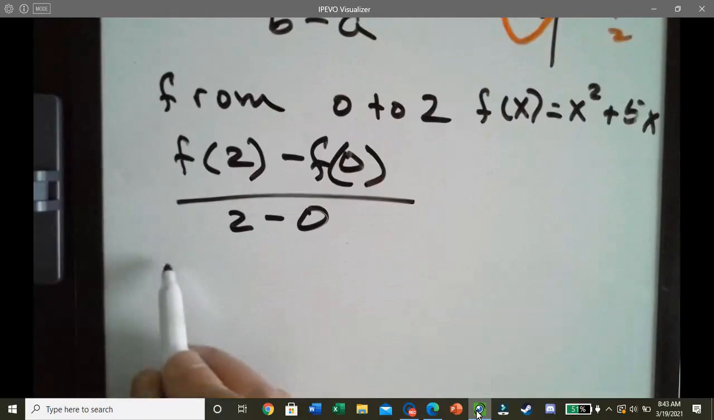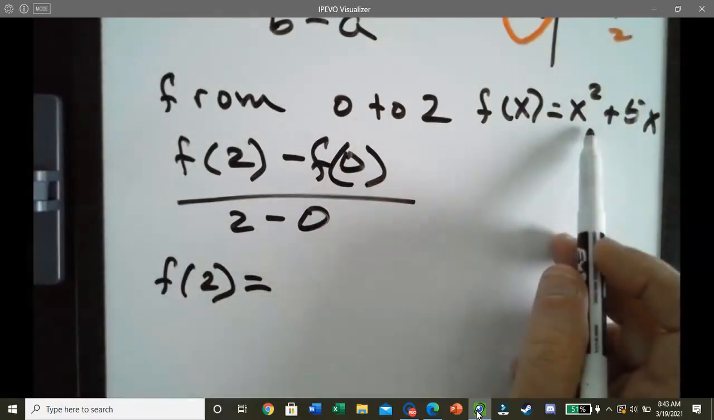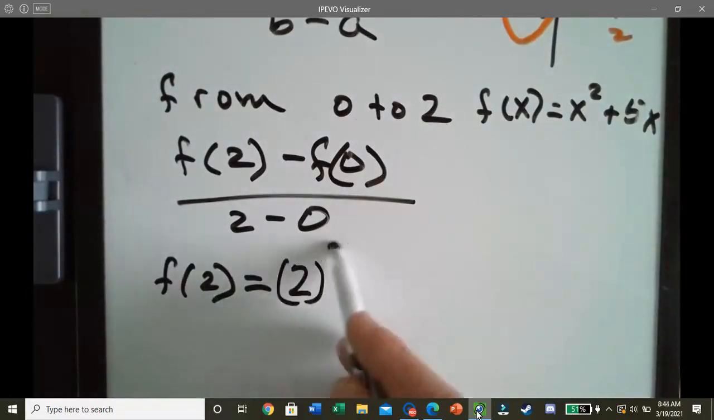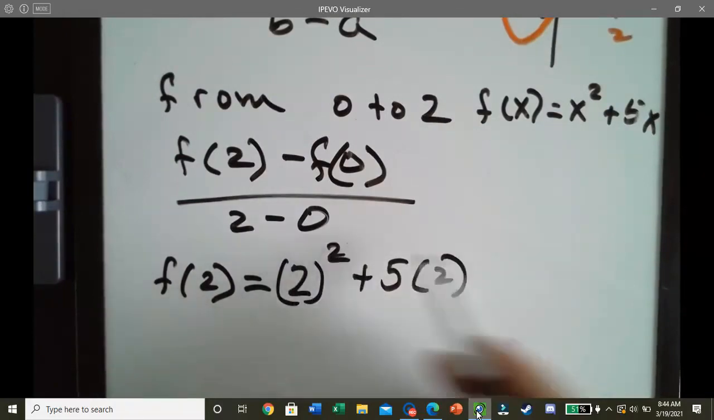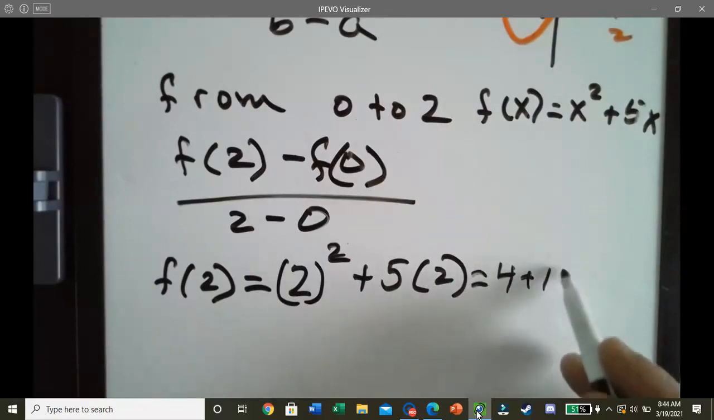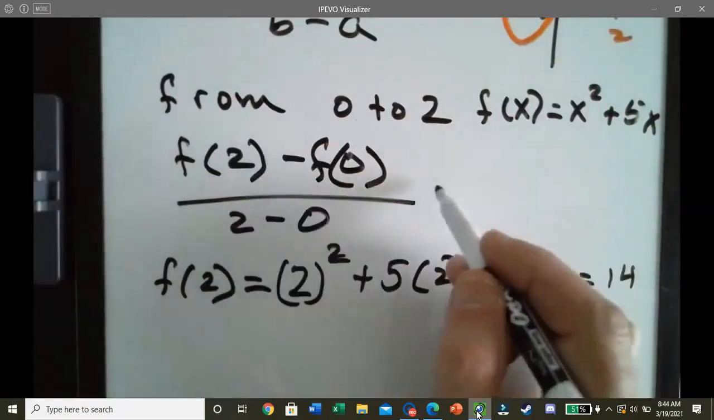So if you were to find what f of 2 is, all you're doing is substituting that into this equation. So that would be 2 squared plus 5 times 2. So 2 squared is 4, 5 times 2 is 10, so that would be 14. Okay? So this will be 14 here.